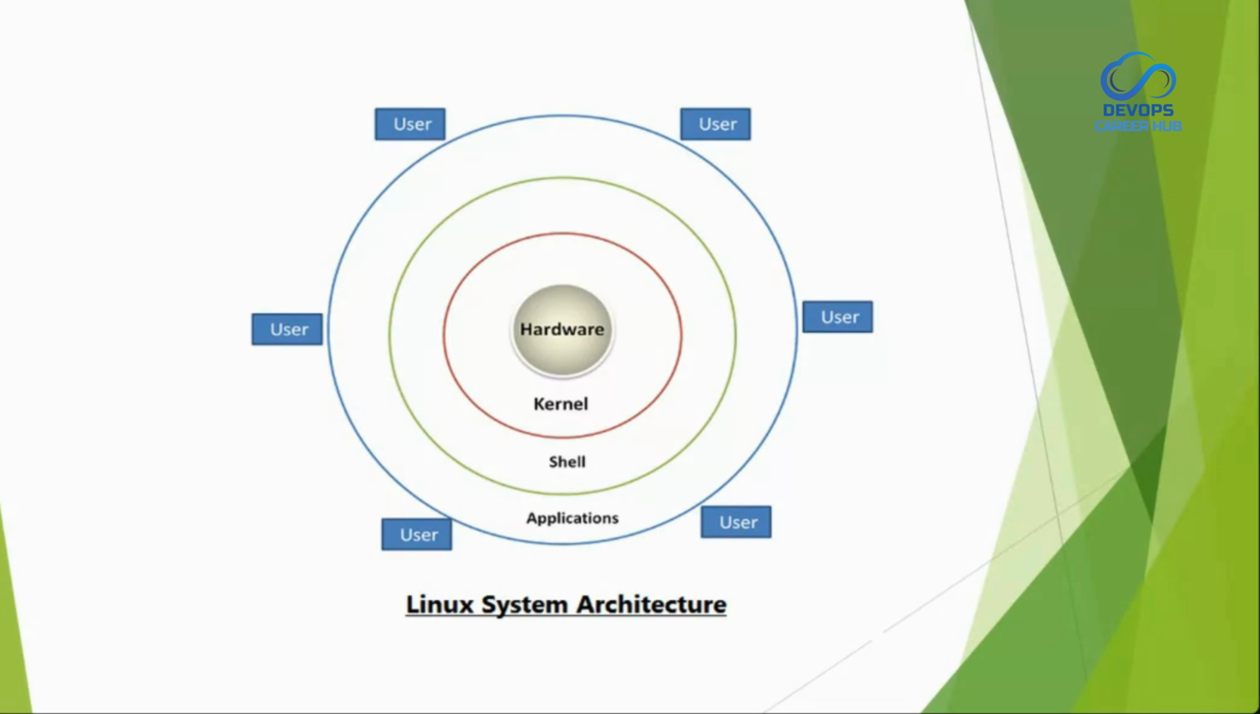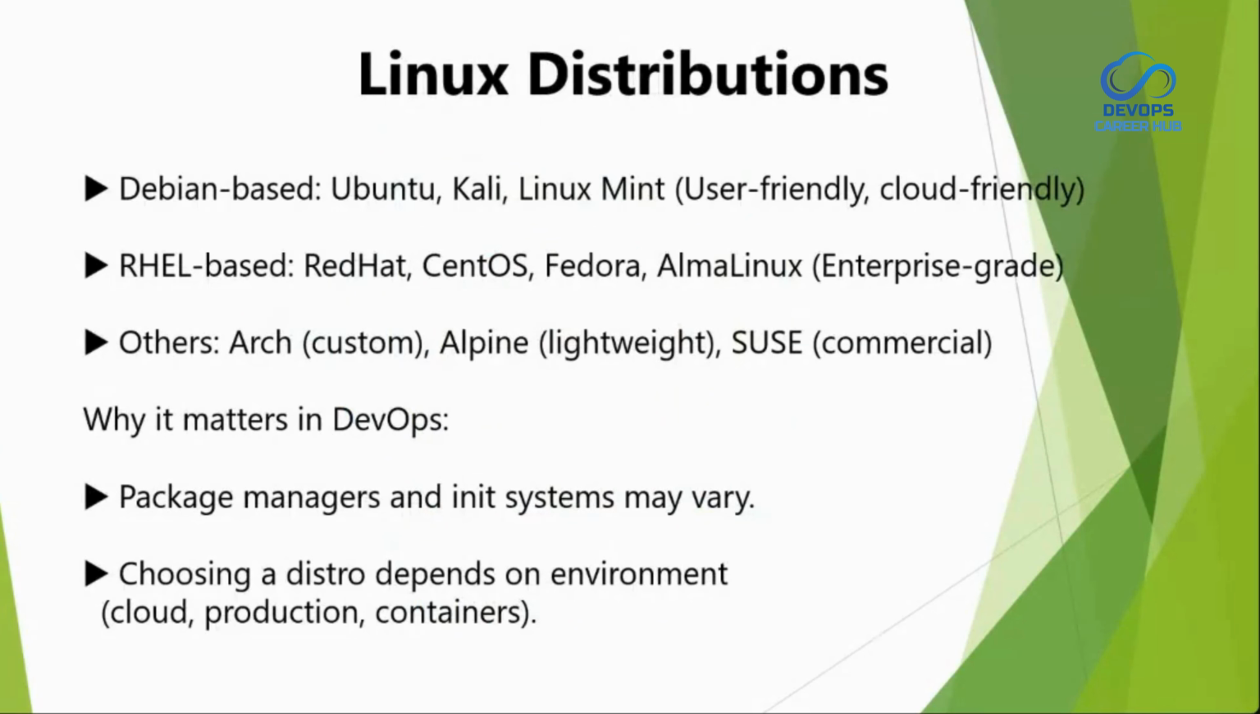Afterwards, we can see what Linux distributions are available. Debian based, we have Ubuntu and Kali Linux, which are user friendly. Parallelly, there are Red Hat Enterprise Linux, that is Red Hat, CentOS, Fedora, AlmaLinux, and other distributions. In terms of package management and initialization of the system, they are very different, which matters for DevOps. When we prefer Ubuntu for DevOps, package managers and system initialization are very important, as we choose a distribution depending on the environment, like cloud, production, and containers.